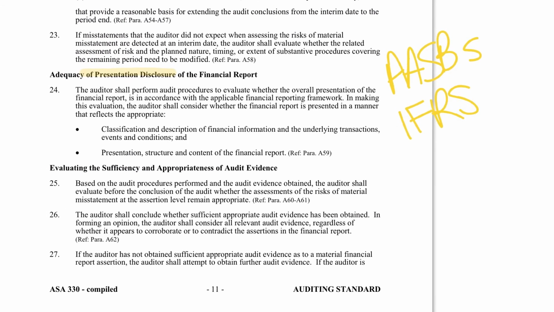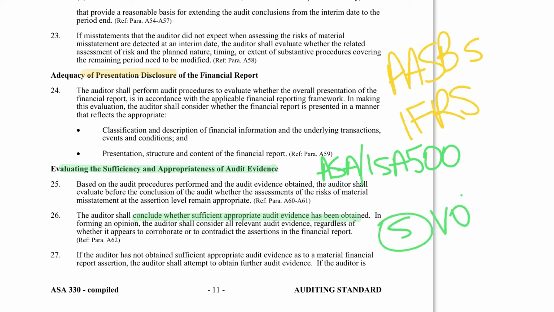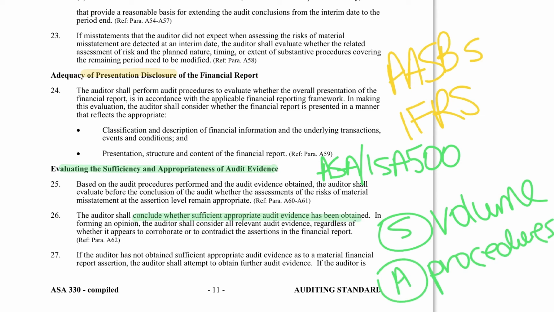Coming to the end or towards the end, we also have to evaluate the sufficiency and appropriateness of audit evidence. This is actually going to link back to ASA ISA 330, which says no matter what we're doing, we need to collect sufficient and appropriate evidence. So I need to make some judgments about whether the evidence we've got is sufficient and appropriate. Now, sufficient means the right volume. Okay, so sufficiency is about the correct volume. Appropriate is about, are we using the right procedures to gather that evidence?